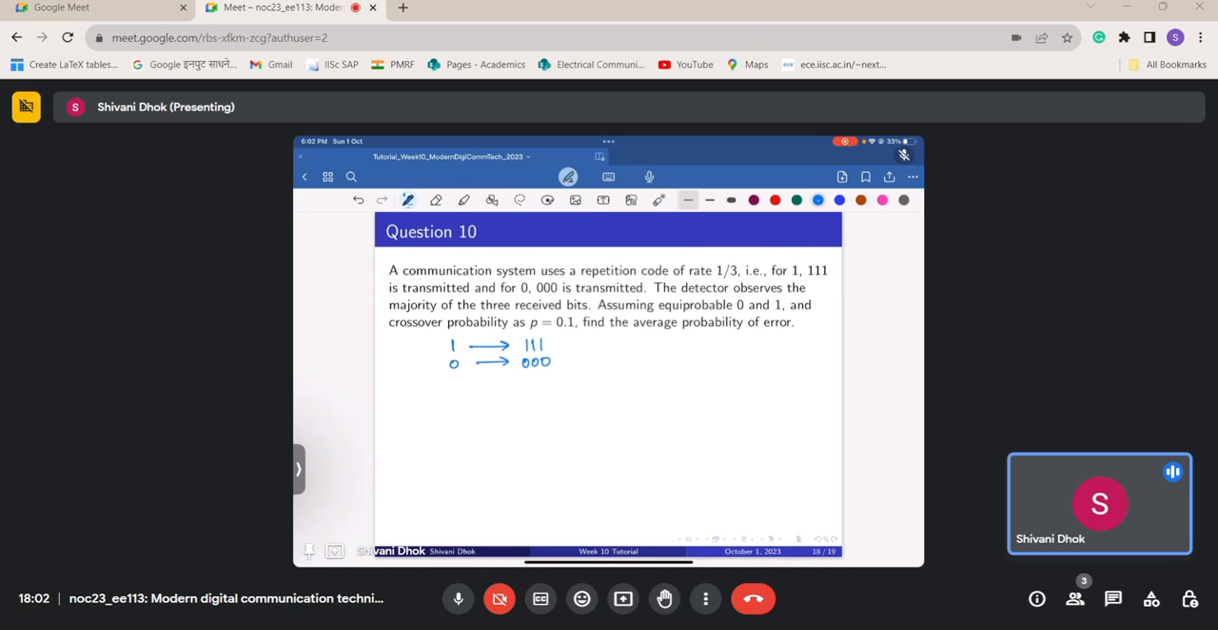Now what will the detector do? The detector will see what is the majority bit that I have obtained. For example, if the receiver sees 110, then it decides 1. If the receiver sees 010, then it decides 0. Whatever is the majority, that the receiver will decide. Okay, now another thing that it says is that each of these bits, like I have 3 bits being transmitted, each of these bits gets flipped.